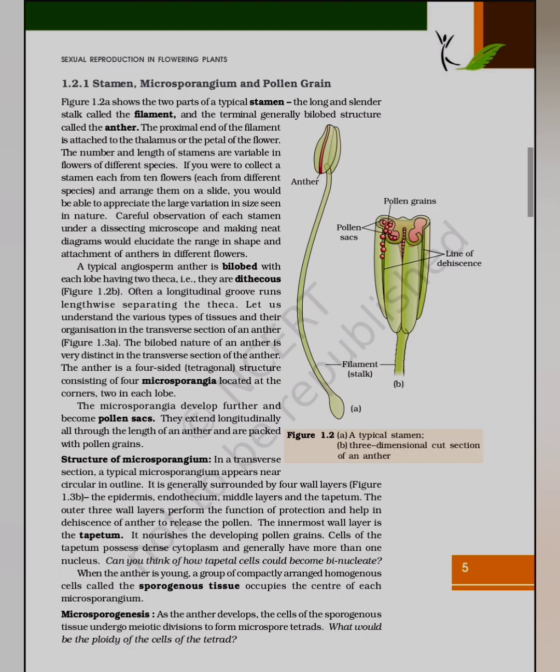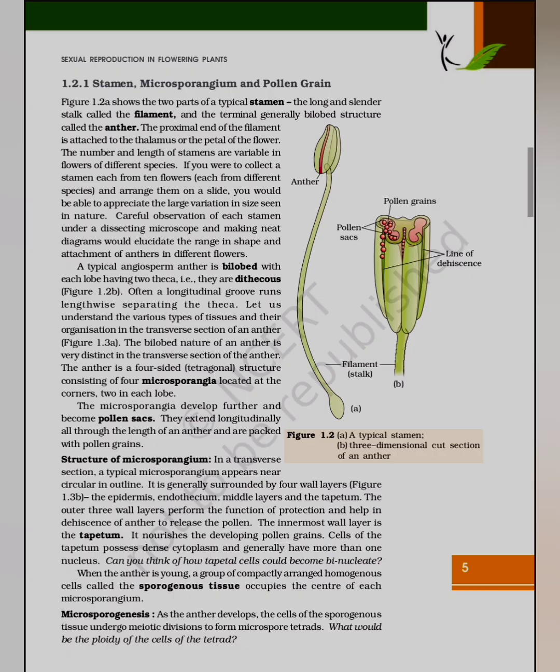Stamen, microsporangium and pollen grain. Figure 1.2a shows the 2 parts of a typical stamen, the long and slender stalk called the filament and the terminal, generally bilobed structure called the anther. The proximal end of the filament is attached to the thalamus or the petal of the flower. The number and length of stamens are variable in flowers of different species.